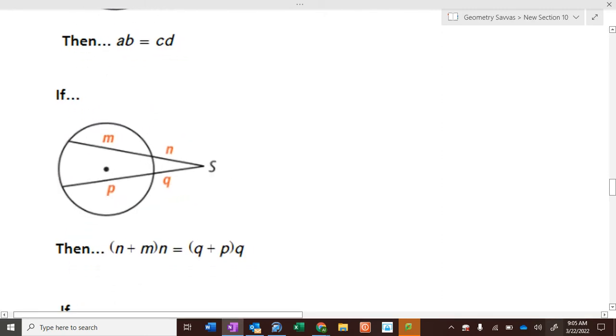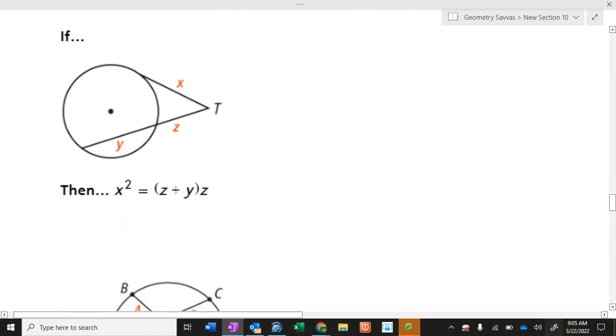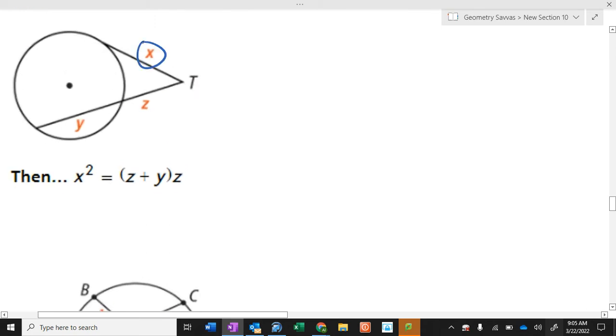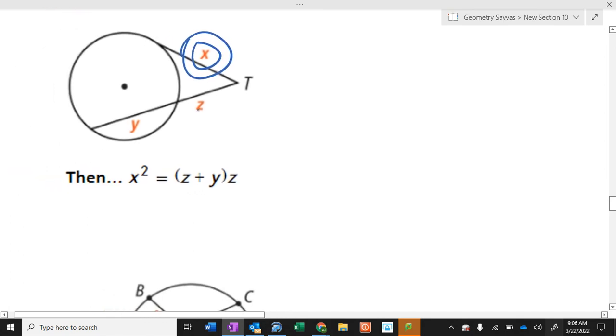Then, when you get a situation like this with two secants, the outside times the whole thing equals the outside times the whole thing. The outside n times the whole thing, m plus n, equals the outside q times the whole thing, p plus q. When you have a tangent and a secant, it works the same way. The outside times the whole thing, x times x is x squared, equals the outside z times the whole thing, z plus y.